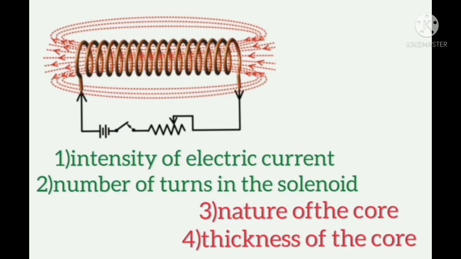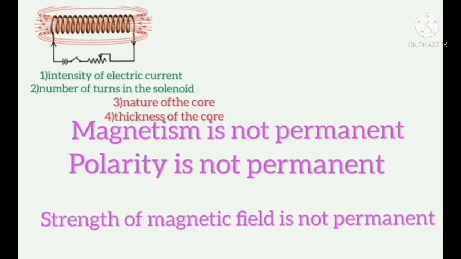What are the factors affecting the strength of the magnetic field of a solenoid carrying current? Intensity of electric current, number of turns in the solenoid, nature of the core and thickness of the core. We know it is the picture of an electromagnet. We already know the factors affecting the magnetic field of a solenoid carrying current. These are the 4 points.